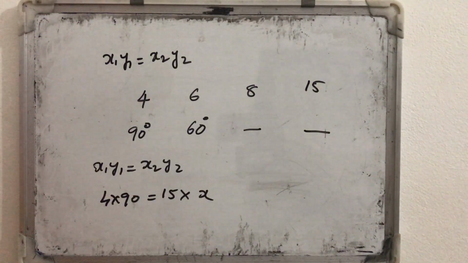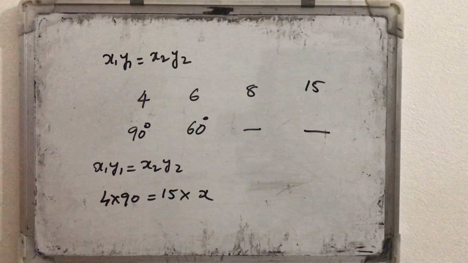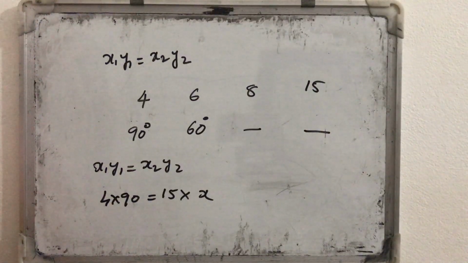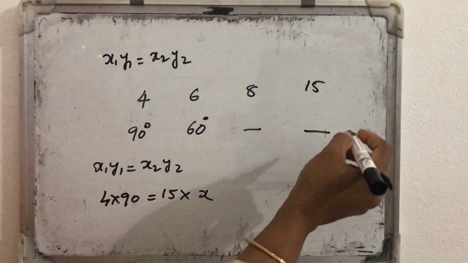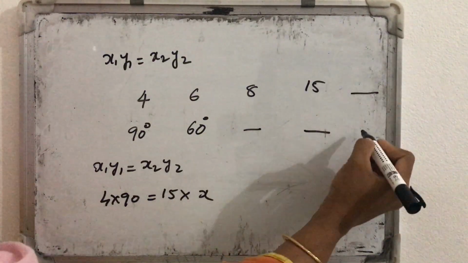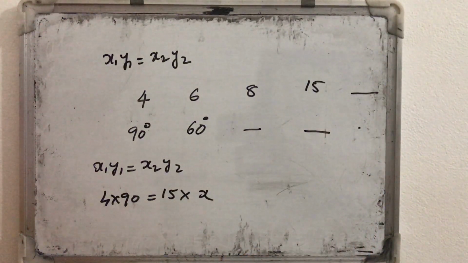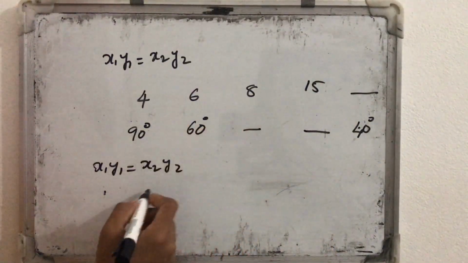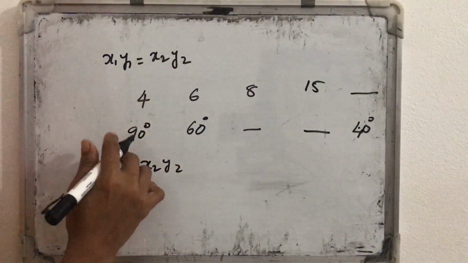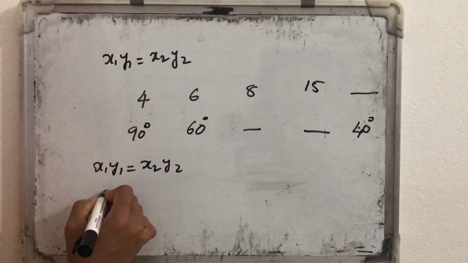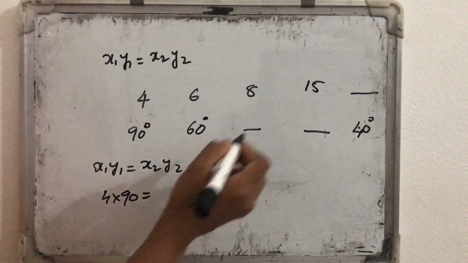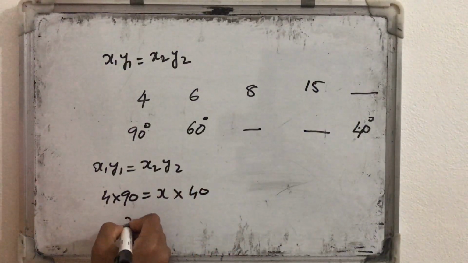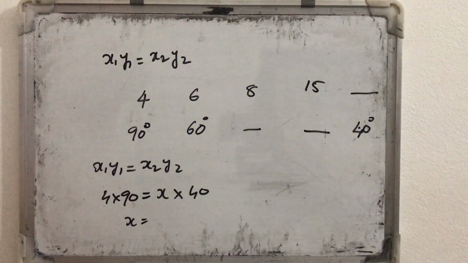Last question: How many spokes would he need if the angle between a pair of consecutive spokes is 40 degrees? Here we want to find the number of spokes, which we don't know, but the angle measure is given as 40 degrees. We can use the same equation, x1 y1 equals x2 y2: 4 into 90 equals x, the unknown, into 40. So in this case also we can find the value of x.